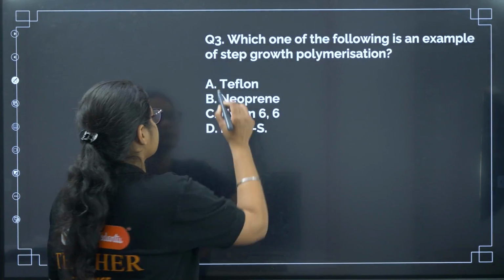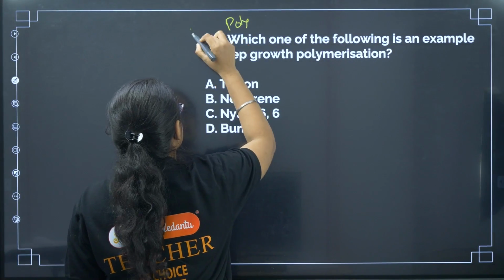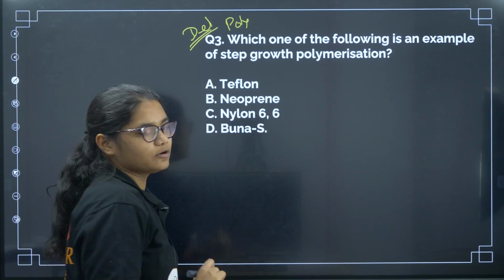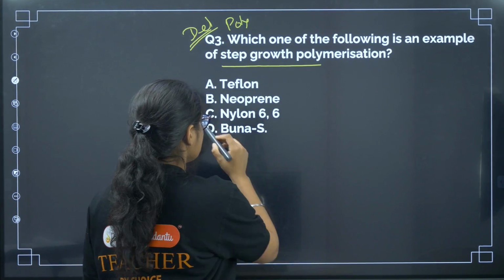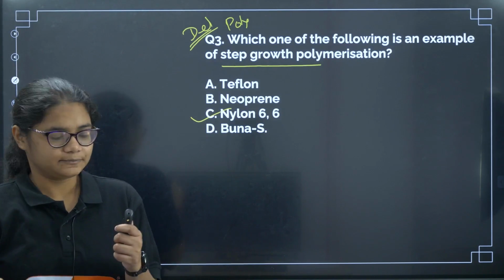Next, okay, this question is from your polymers chapter, which is from the deleted portions. So you need not worry about this type of topics. Which of the following is an example of step growth polymerization? The answer is nylon 6,6.